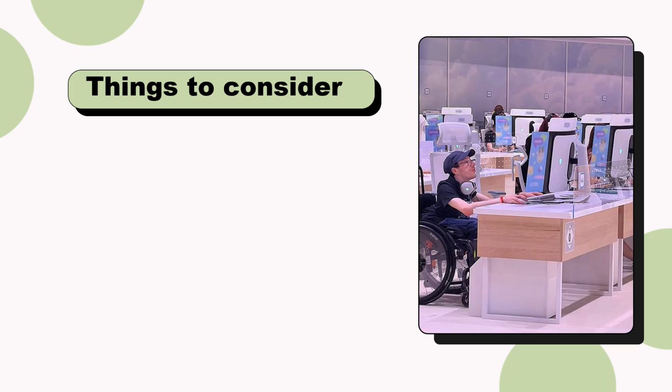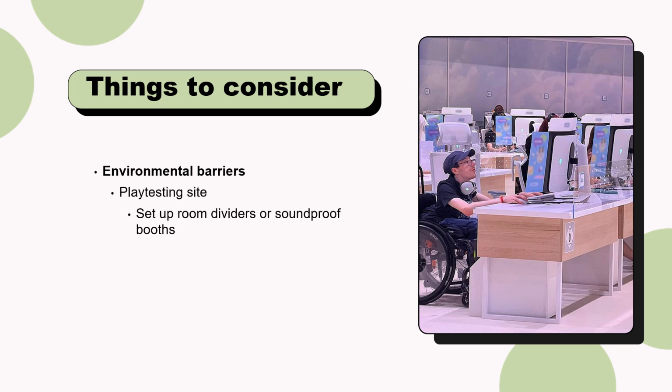If you're conducting several tests at the same time in a closed space, which is usually the case, set up room dividers or soundproof booths to shield players from distractions and overstimulation. Depending on the setup, you may also want to offer optional noise-cancelling headphones.